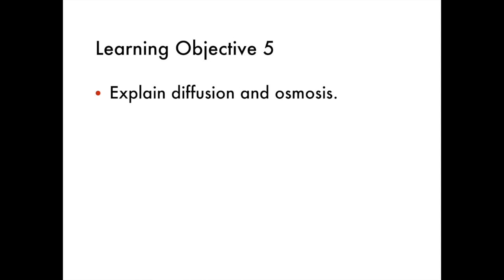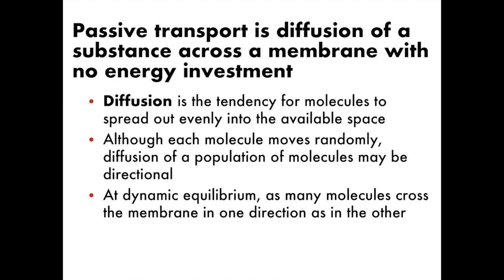Learning objective 5, explain diffusion and osmosis. So we've already been talking about diffusion. Let's make sure that we're totally clear on what that means. So, passive transport is diffusion of a substance across a membrane with no energy investment.